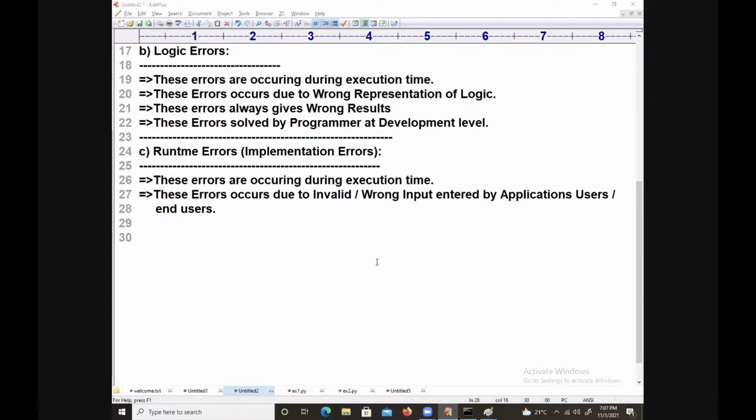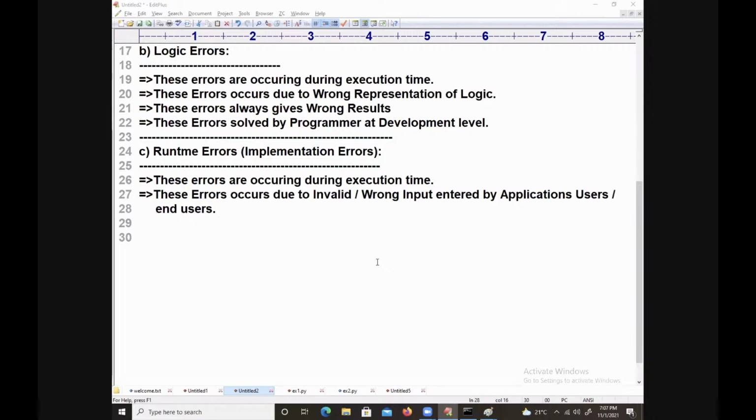Wrong inputs give technical error messages. Who can understand technical error messages? Only programmers. Who cannot understand? End users. Is it the practice in real industry? No. So real industry says always give which messages? User-friendly error messages. To give user-friendly error messages, compulsorily we require one programming topic. That's why in every programming language, exception handling is compulsory.